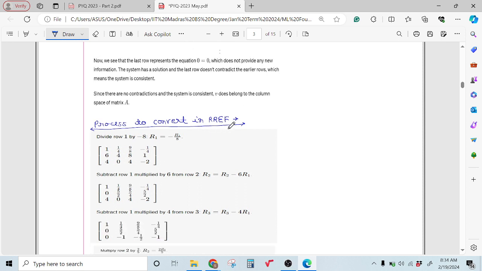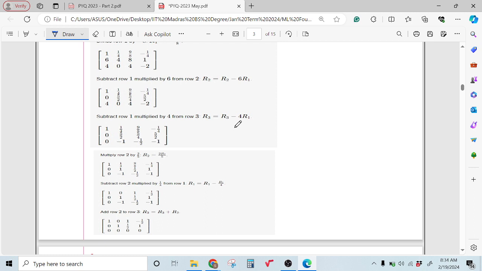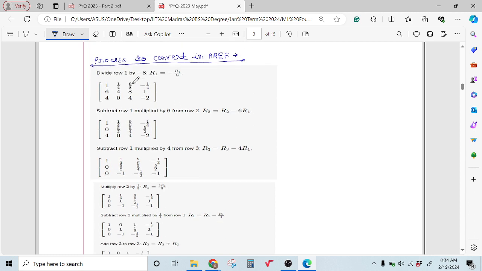The process to convert to row echelon form is this. Divide row 1 by minus 8. We have performed the operation on the matrix. Then subtract row 1 multiplied by 6 from row 2. So we will get this.